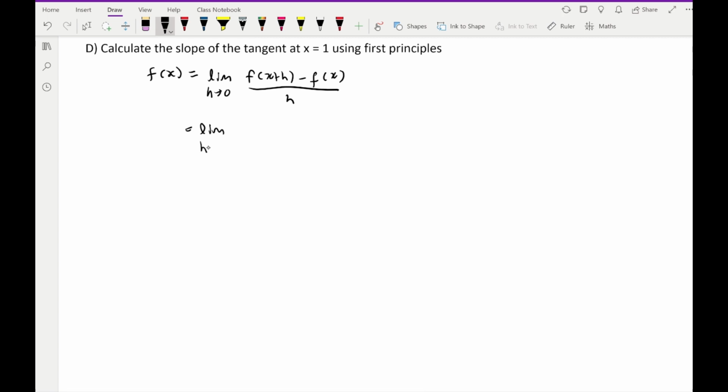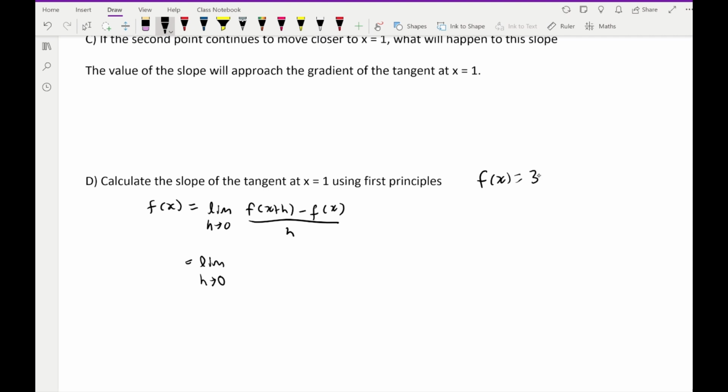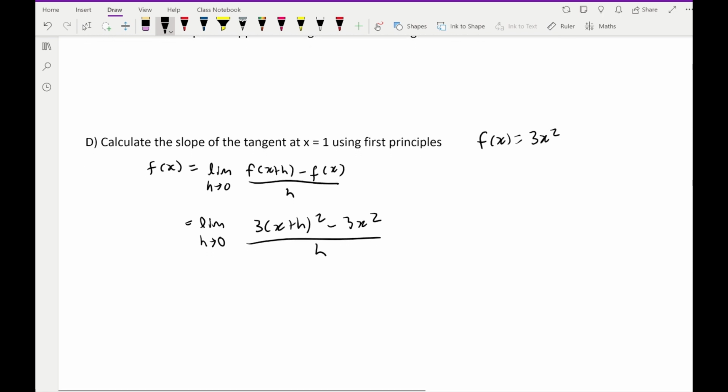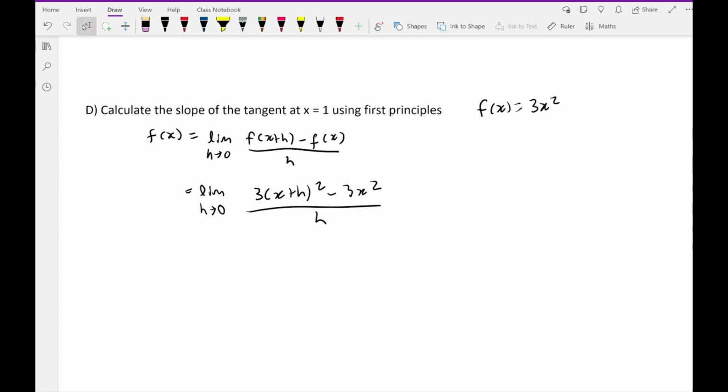Okay, so let's step this out step by step. Limit as h goes to 0. Now f of x was 3x squared. So we're going to get 3 times (x plus h) squared, take 3x squared, all over h. Now I want to mention that because we're looking for the slope at x equals 1, you can just sub 1 in place of x here, and it'll make it a whole lot easier for you. What I generally prefer is to get the derivative using first principles first, and then sub 1 in later. And that's because that method will work all the time. Because sometimes they just ask you for the derivative, but other times they'll ask you for a point.